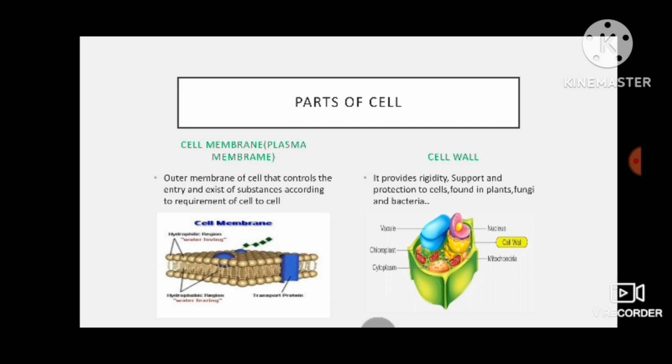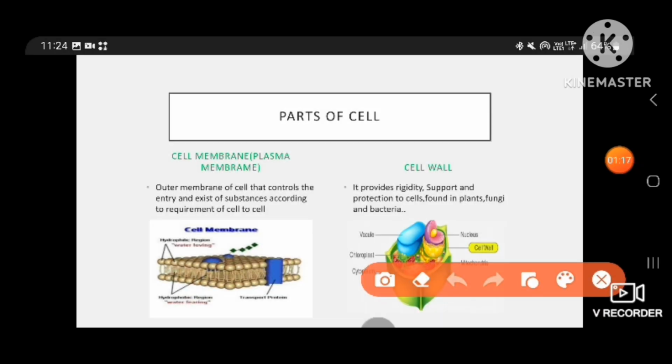Another one is the parts of the cell. The first one is the cell membrane, or we can say the plasma membrane. It is the outer part of the cell and controls the entry and exit of substances according to the requirement of the cell. The outer portion of the cell membrane is the hydrophilic region, that is the water-loving part, and the inner side is the hydrophobic region, that is the water-fearing part, and in between them there are many transport proteins.